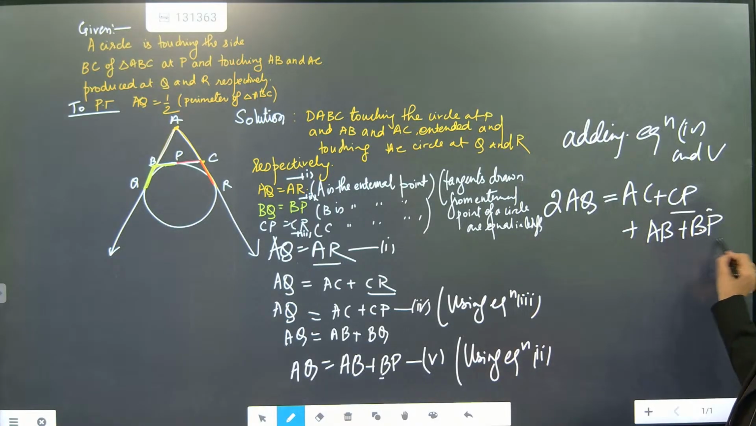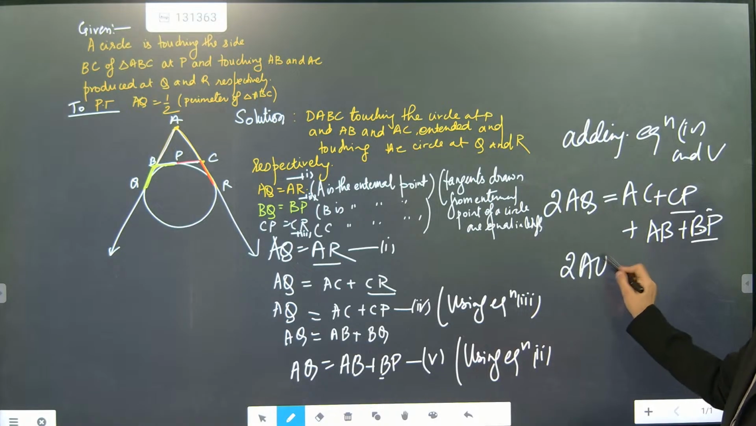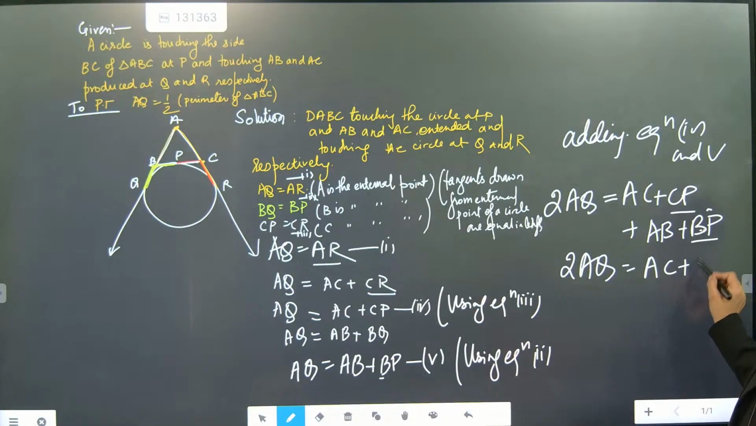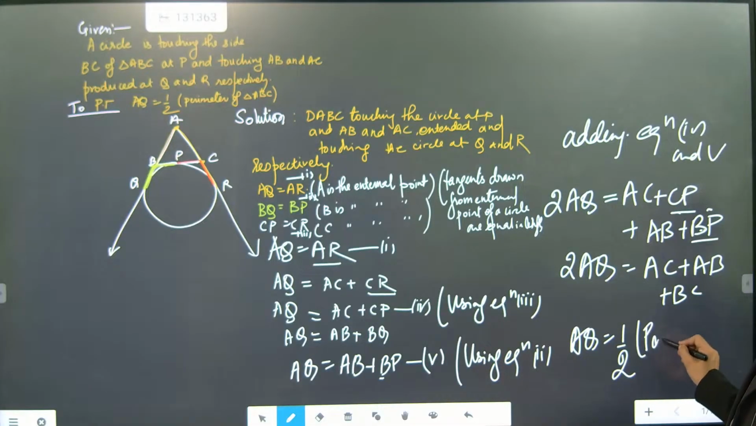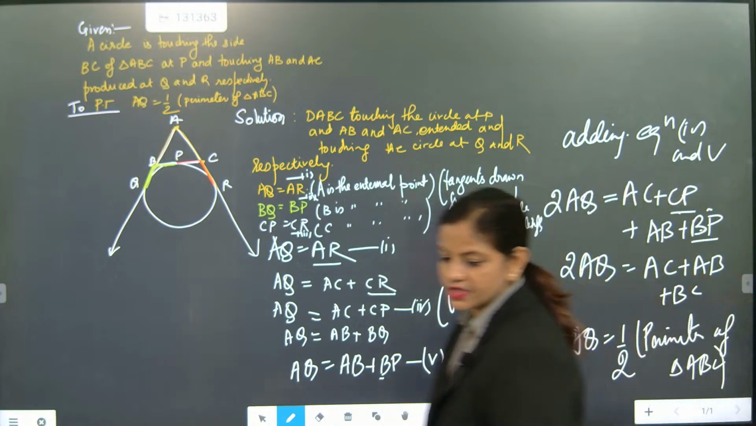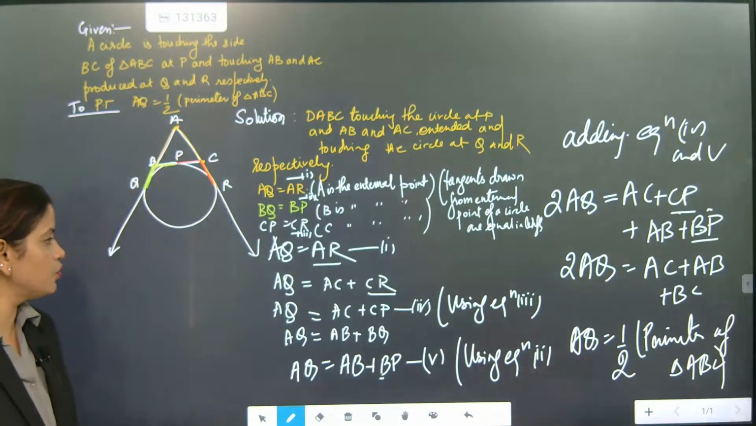So now these two will get added. 2AQ is equal to AC plus AB. Now CB plus BP will become BC. So AQ is equal to half of the perimeter of triangle ABC. That's the story over. This is what we had to prove, and we proved it comfortably.